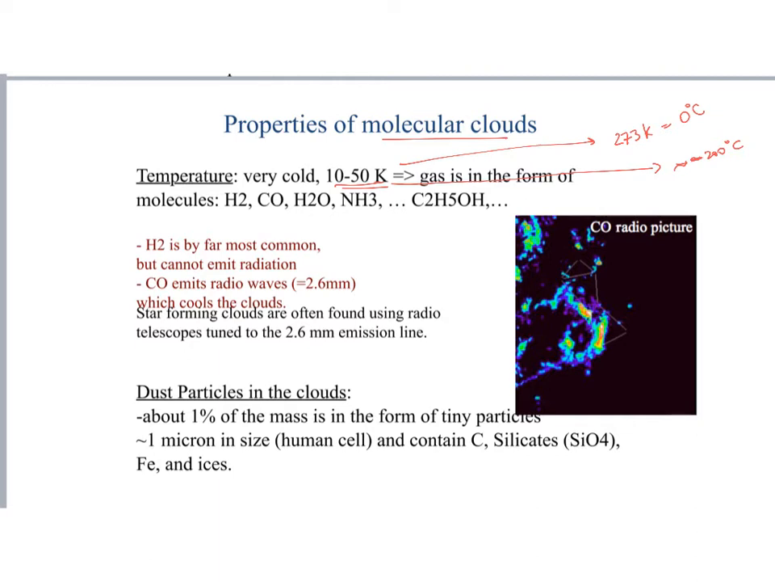So basically, remember our definition of temperature. What determines the temperature is the average kinetic energy of all those particles that make up the molecular clouds. So the gas, which is in the form of molecules, usually that is H2, H2O, which is water, NH3, ammonia, C2H5OH, and I forgot the chemical name for that molecule. All kinds of molecules that have some carbon, a lot of hydrogen, some oxygen as well. So anyway, the molecule of hydrogen is by far the most common.